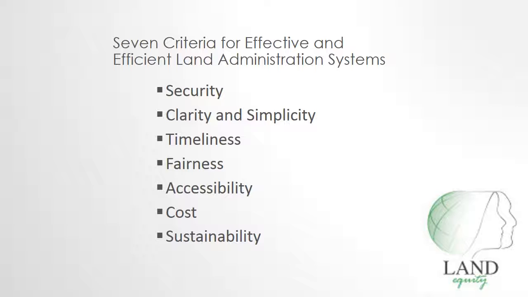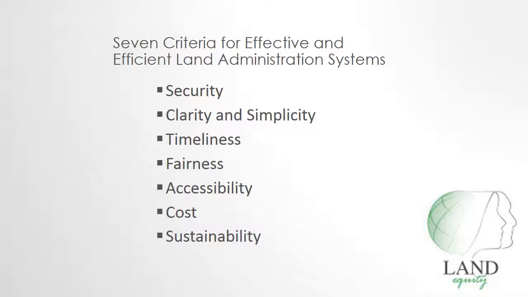One of the criteria is security. The system should be secure such that a land market can operate effectively and efficiently. The next one is clarity and simplicity. This system should be clear and simple to understand for administrators and the general public. Timeliness, the system should provide up-to-date information in a timely fashion. Fairness, the system should be fair and be perceived as being so, as well as being objective.